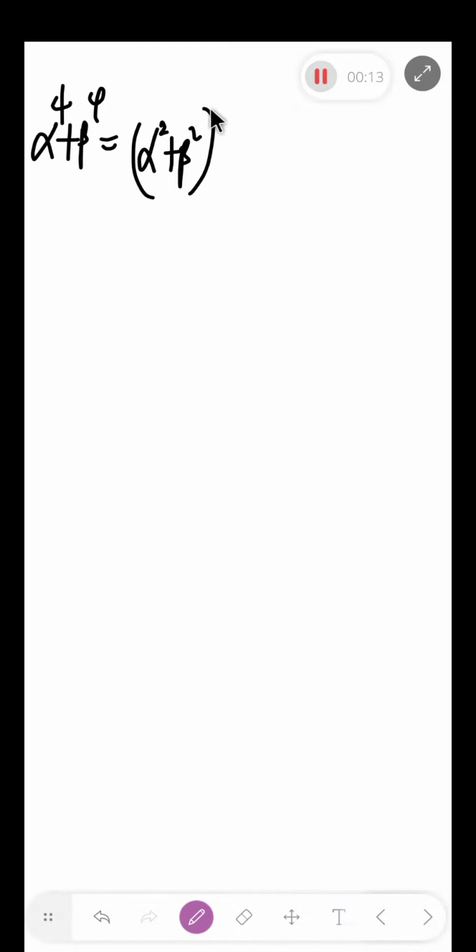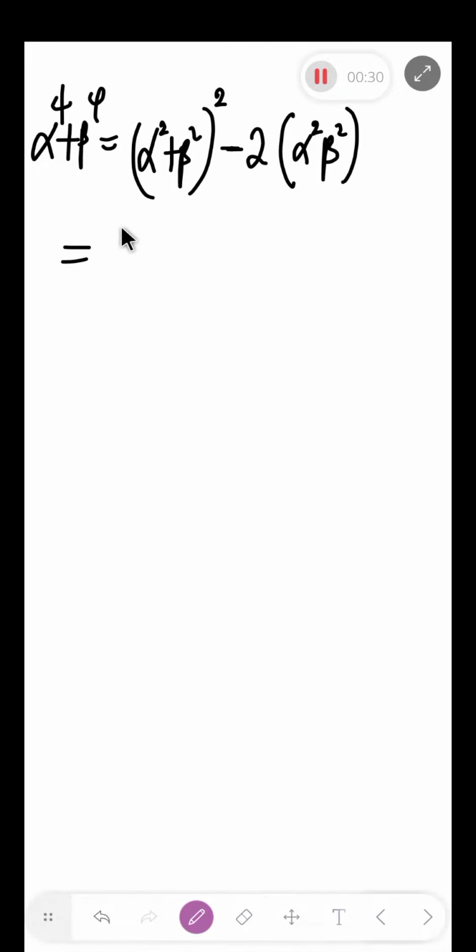So trivially, remember that we said alpha^4 plus beta^4 is equal to alpha squared plus beta squared. Then this 2 comes down. So I said you should take the product of this. And the product simply implies that you have alpha squared, then beta squared. So this is the product.